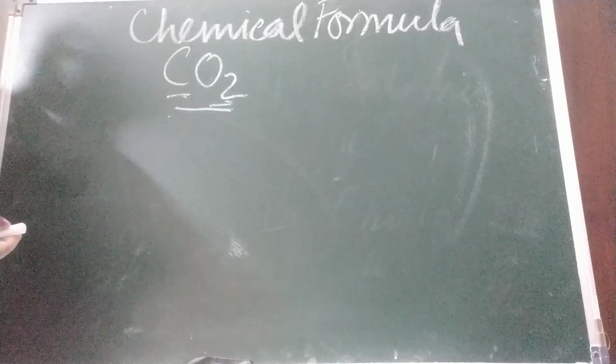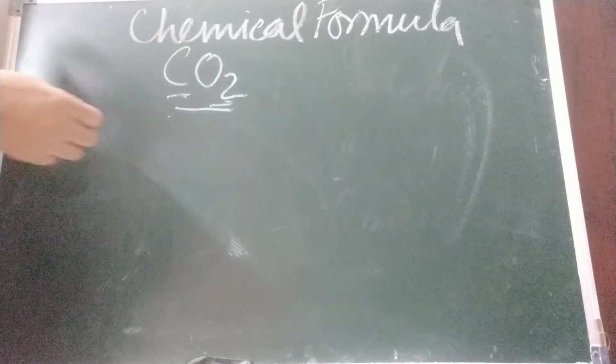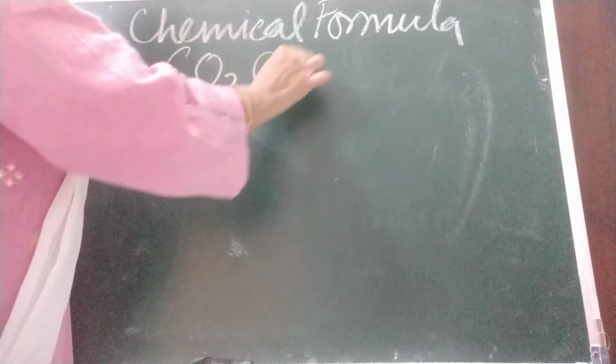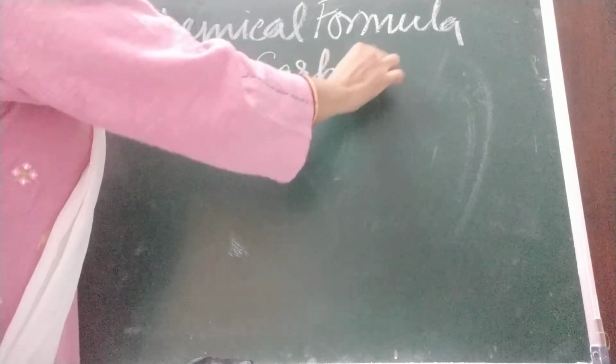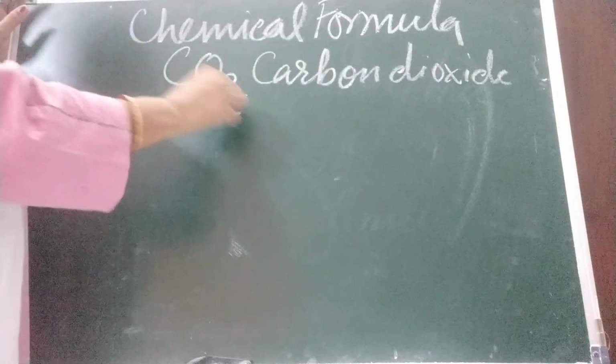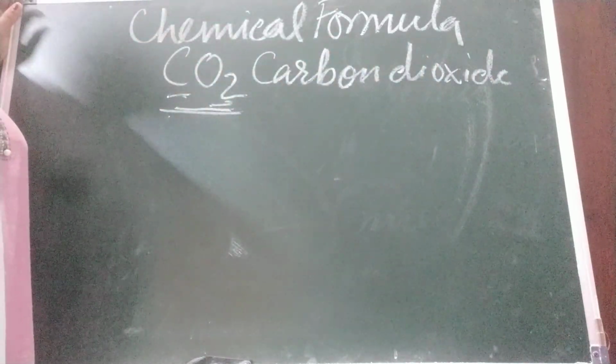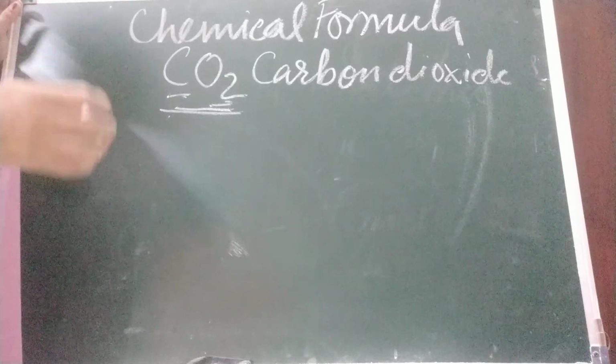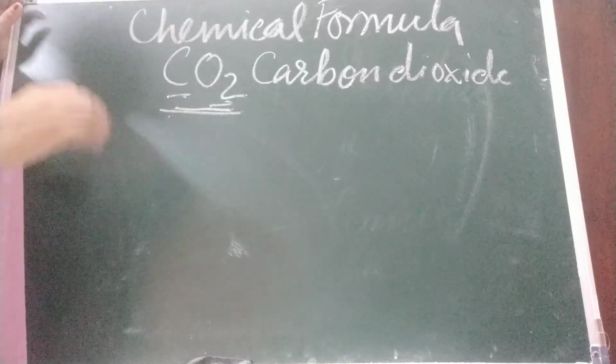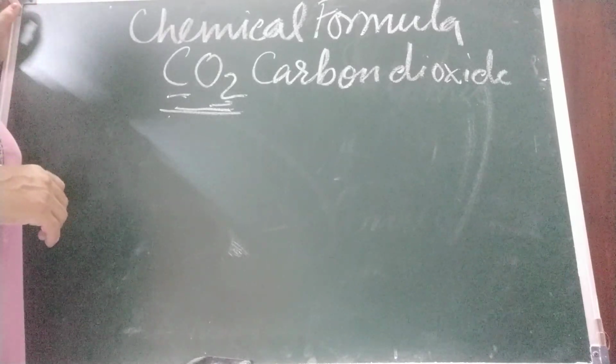Children, it is very difficult to write the full name like carbon dioxide. It is very long. So what do we use? Chemical formula. This is small. When we write chemical equations and all, at that time we use chemical formula.